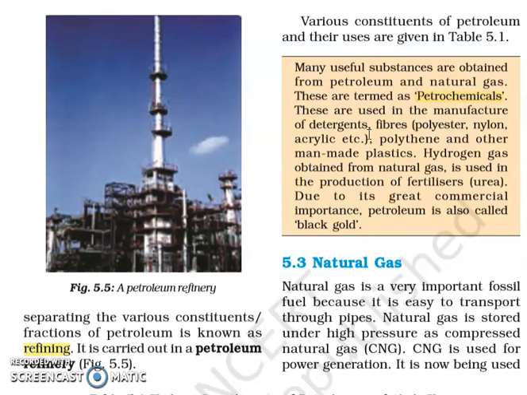Polythene and other man-made plastics. Hydrogen gas obtained from natural gas is used in the production of fertilizers, urea. Due to its great commercial importance, petroleum is also called black gold. Next, we are going to read about natural gas, another important exhaustible natural resource.